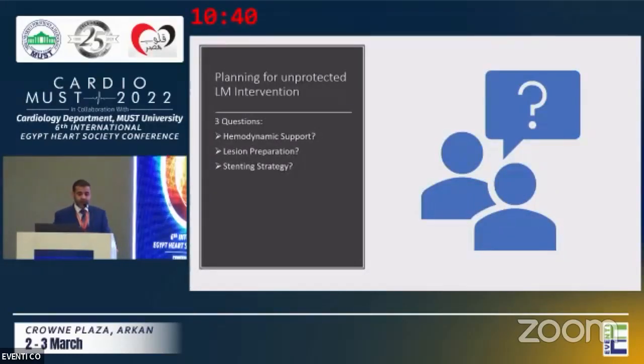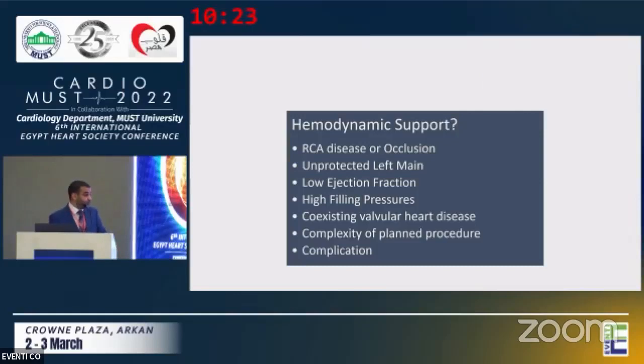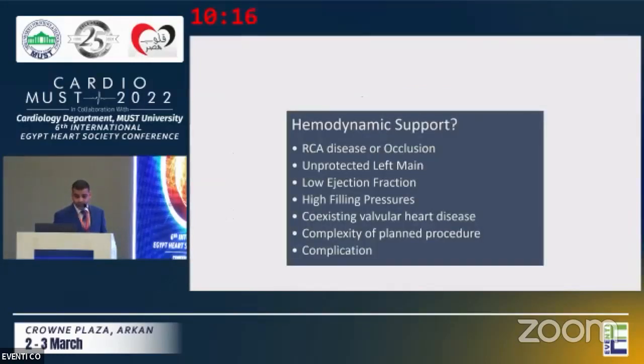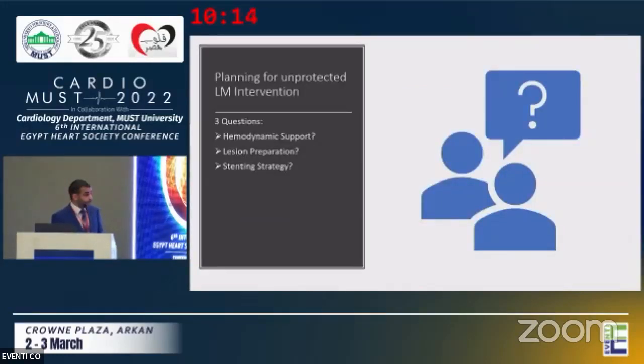When planning for unprotected left main, these are the 3 most important questions. Do we need hemodynamic support or not? What about lesion preparation? And what will be your stenting strategy? Let's begin with the first one, hemodynamic support. If we add the imaging, either IVUS or OCT, you will use it in some cases, definitely not all cases, but this is one of the more important when you are planning to do unprotected left main.